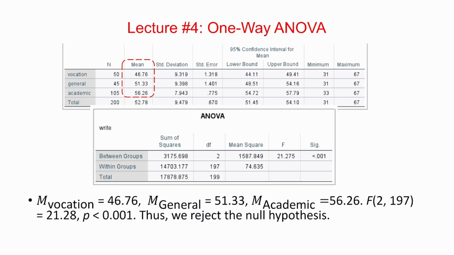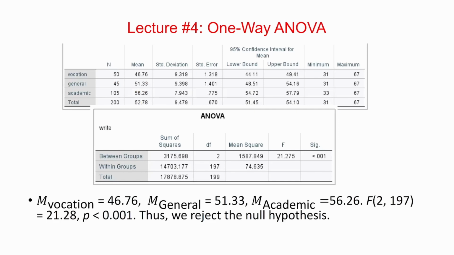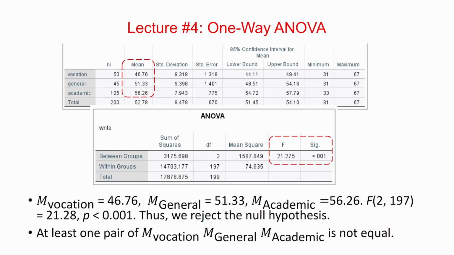That means that we reject the null hypothesis. Remember, the null hypothesis is saying that they are the same, but since the p-value is smaller than 0.05, we reject the null hypothesis and conclude that at least one pair is not equal. So basically we are done with the one-way ANOVA, since we already decided to reject the null hypothesis.